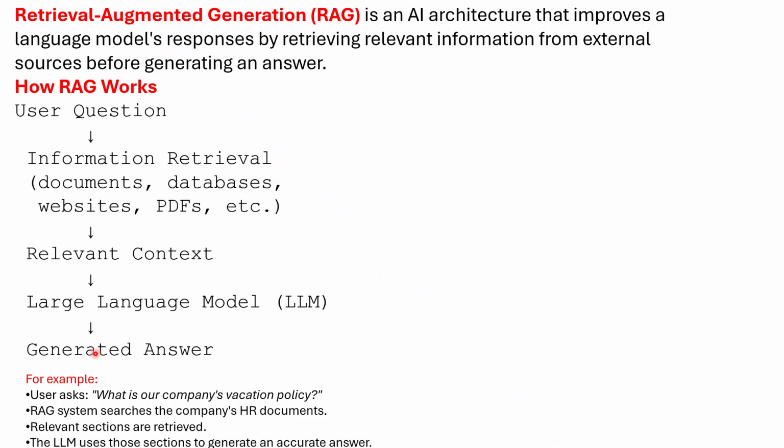answer is generated. For example, user asks, what is our company's vacation policy? The RAG system searches the company's HR documents. Relevant sections are retrieved. The LLM uses those sections to generate an accurate answer.